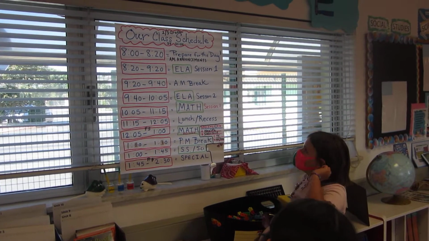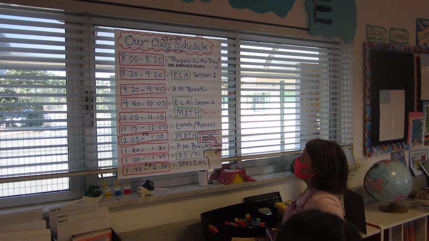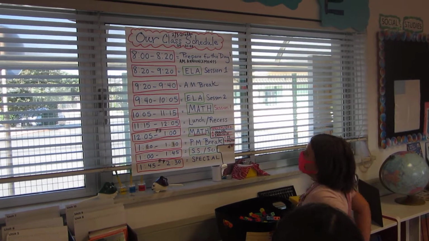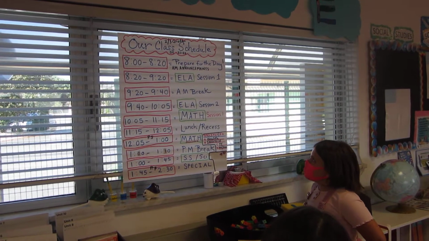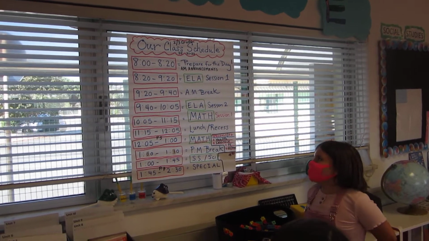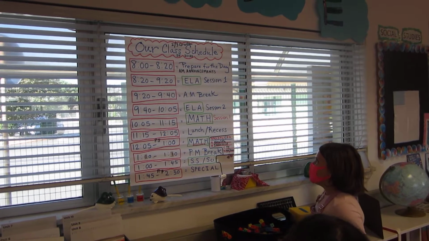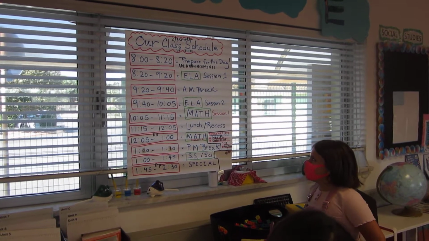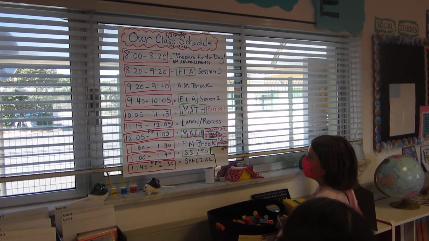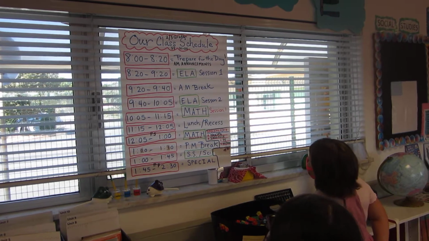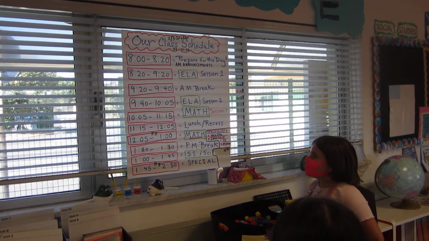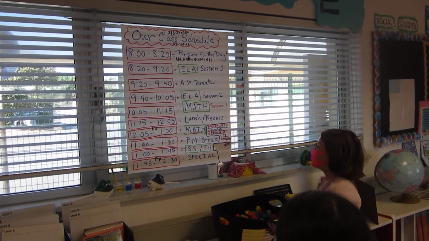8:20 to 9:20 is ELA session 1, and we do the Reader's Workshop. The Reader's Workshop is lots of things that help you practice, and 9:20 to 9:40 is AM break. AM break is we go outside our classroom and have a break, eat snack, and have talk time. 9:40 to 10:05 is ELA session 2, Writer's Workshop. And it's also the same as ELA session 1.